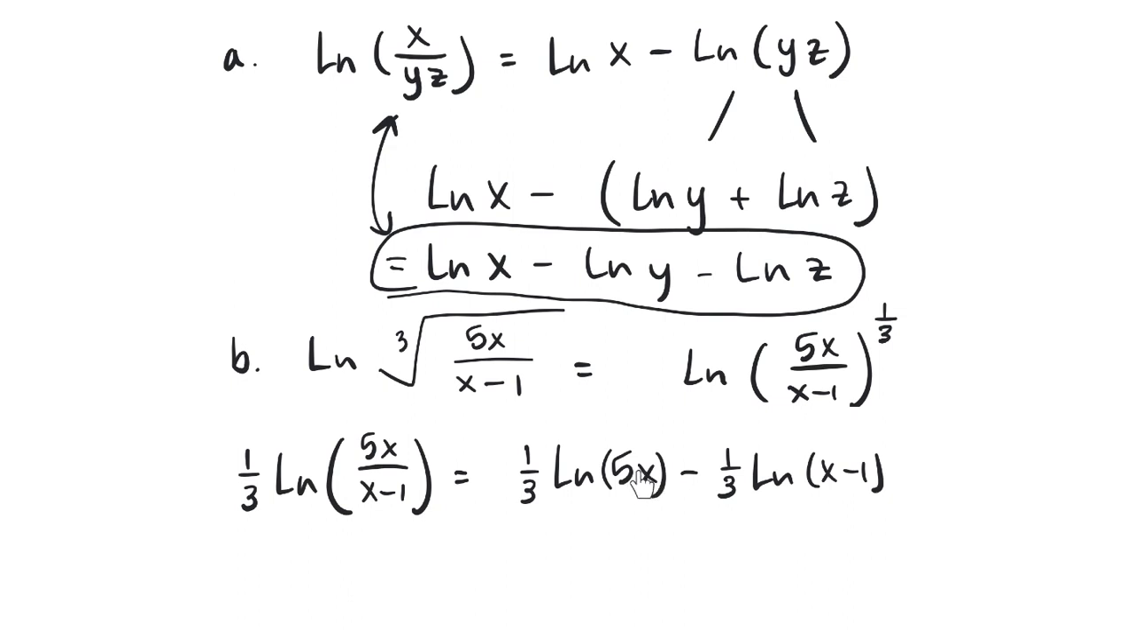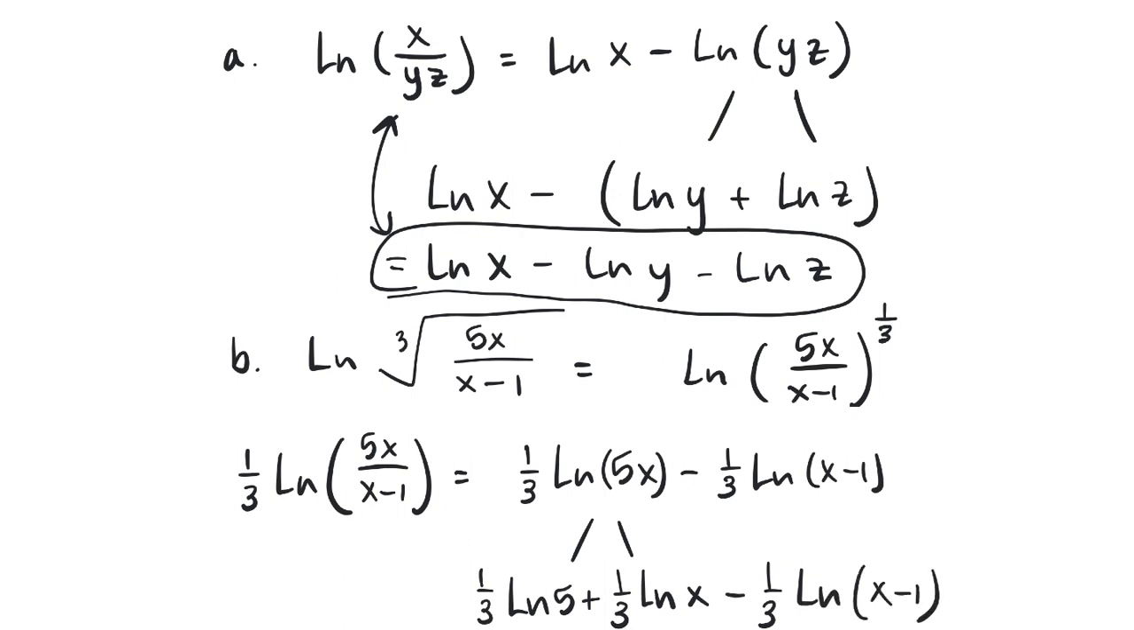Now you notice here in this logarithm, now I have a product, 5 times x. So I'm going to expand this using the product rule into two more logarithms separated by a plus sign. And again, this coefficient of 1/3 is going to carry over to both of the new logarithms. So this is going to be 1/3 times the natural log of 5 plus 1/3 times the natural log of x minus 1/3 times the natural log of x minus 1. And this would be the fully expanded form of that.